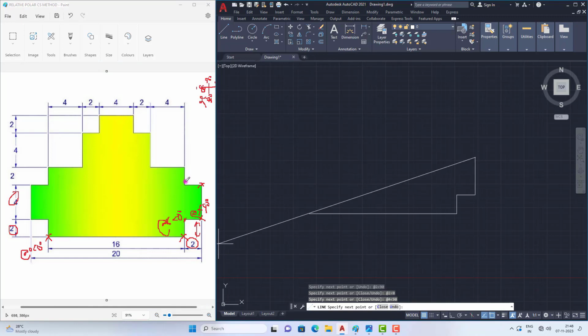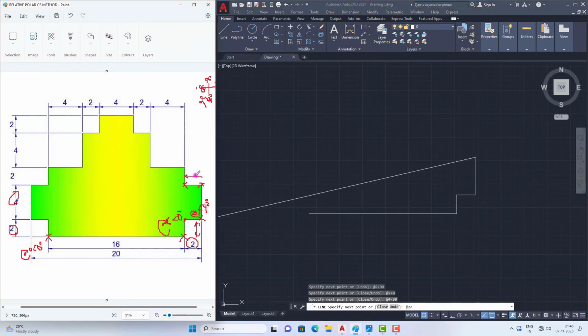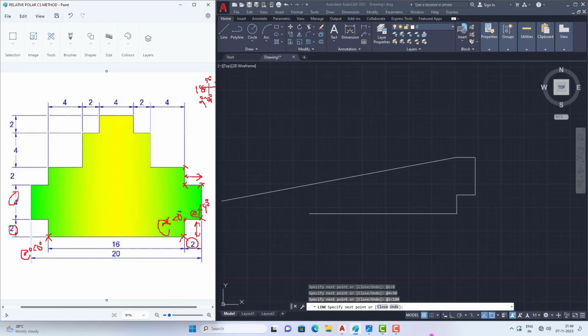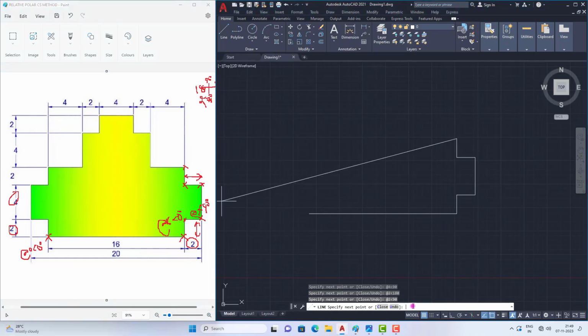Now I need to move here. The distance is 2. So @2<, from here we are going to the left hand side, in the negative direction, so the corresponding angle is 180. So @2<180 and press enter. Now we need to move up a distance of 2. So we give the value @2<90 and press enter.